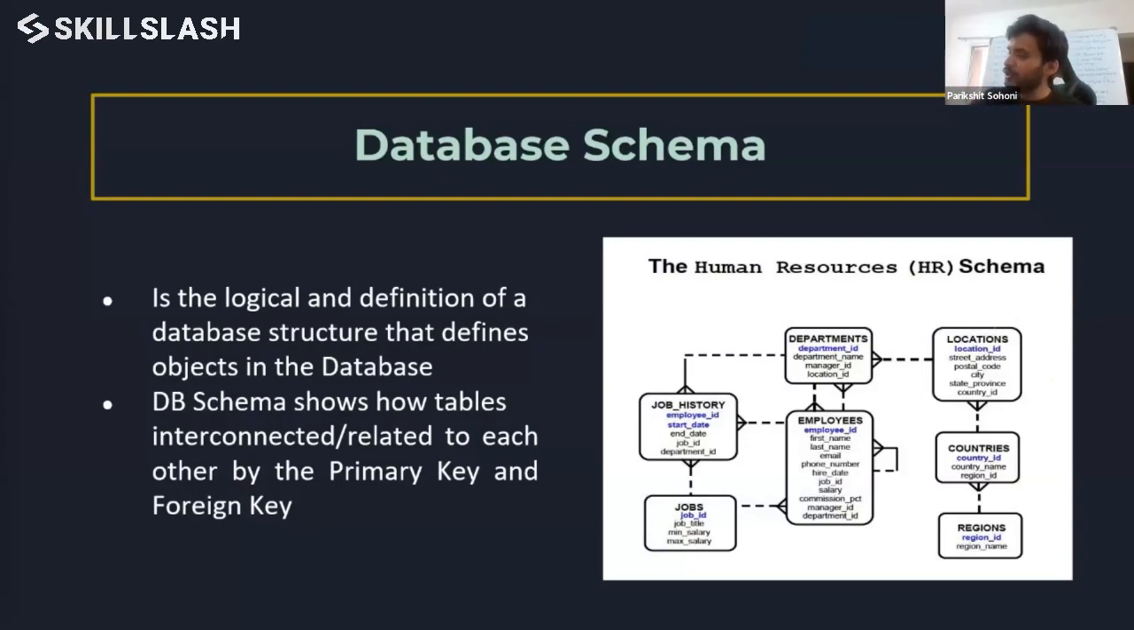The technical definition of database schema is that it is a logical definition of the database structure and it defines different objects in my database. A database schema is going to help us understand how the tables are interconnected, how they are related to each other, what are the foreign keys and what are the primary keys. I'll talk about primary keys and foreign keys just after this slide. But right now, let's just try and understand what this database schema is. For this session, we will be considering this schema that you can see on the screen.